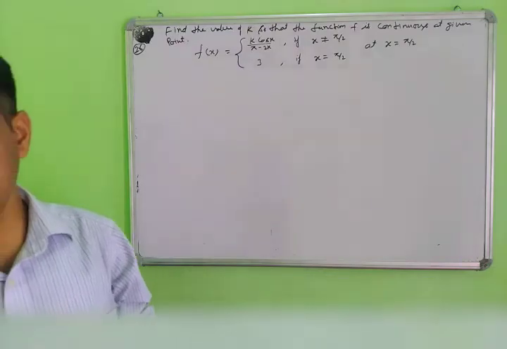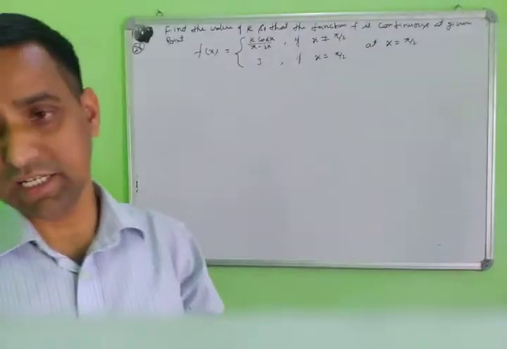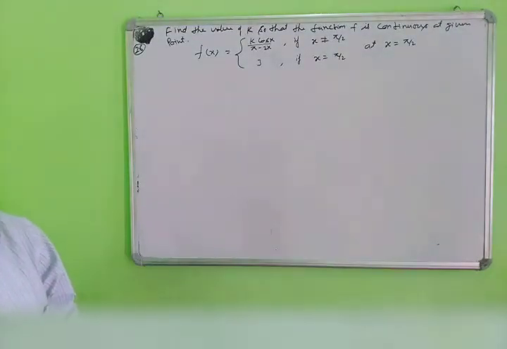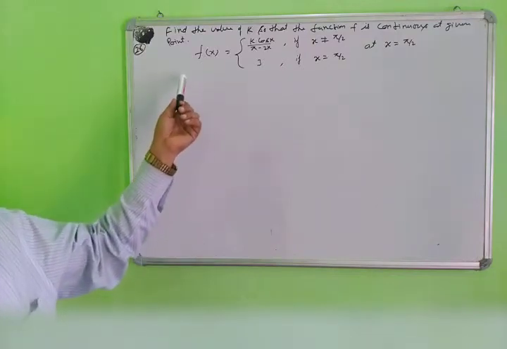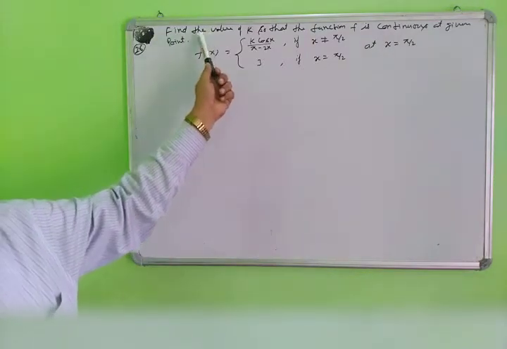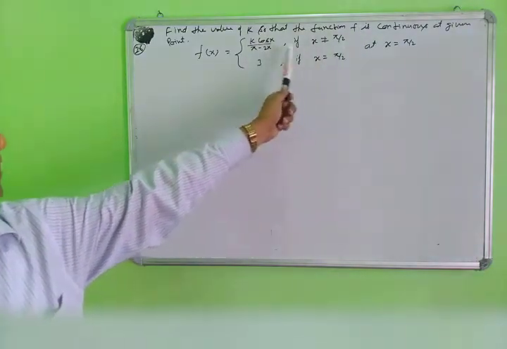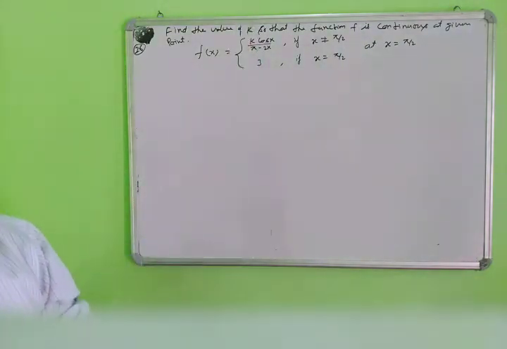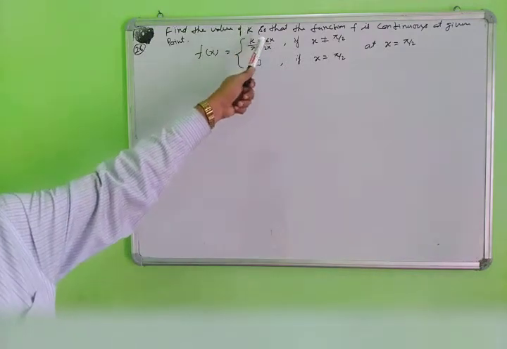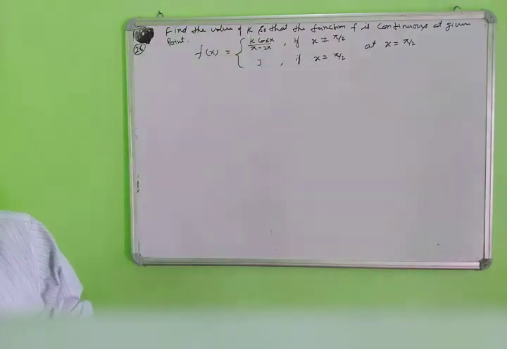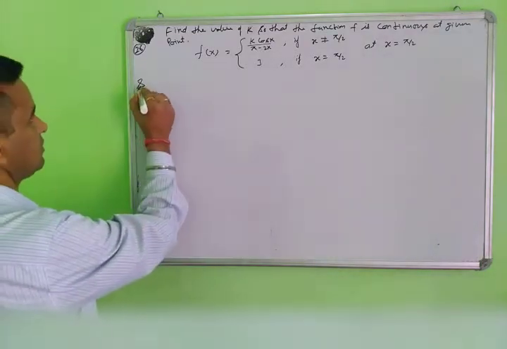The process of solving is the same: LHL, RHL and the value of the function. If they come out the same, then you find the value of k, since the continuity condition is given. So now using the continuity condition, find the value of k. Now start the solution.